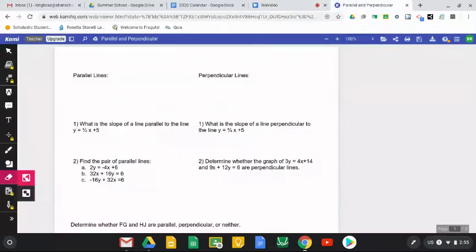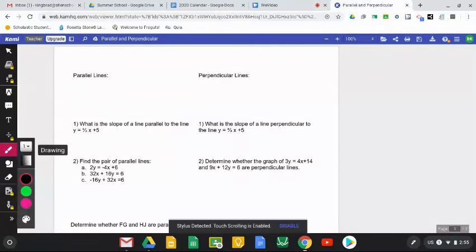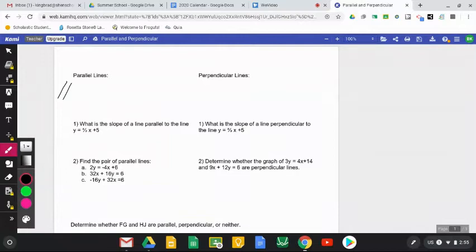Okay, we're going to talk about parallel and perpendicular lines now. So first, parallel lines. What are those? Well, those are lines that never touch. Lines that look like that. Now, if they're lines that never touch, the important thing about them is that they have the same slope. All right, so they have the same slope.